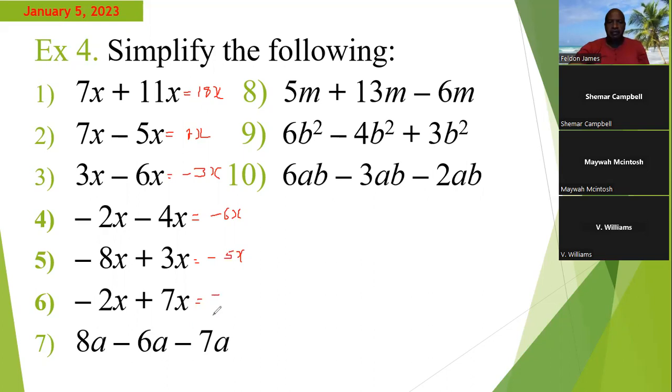No, it wouldn't be negative. You have negative 2x plus 7x. So remember, you take away the 2 from the 7, and the larger one is positive. So the answer will be positive 5x. For the positive, we don't really have to put any sign in front of it, so we can just write 5x.